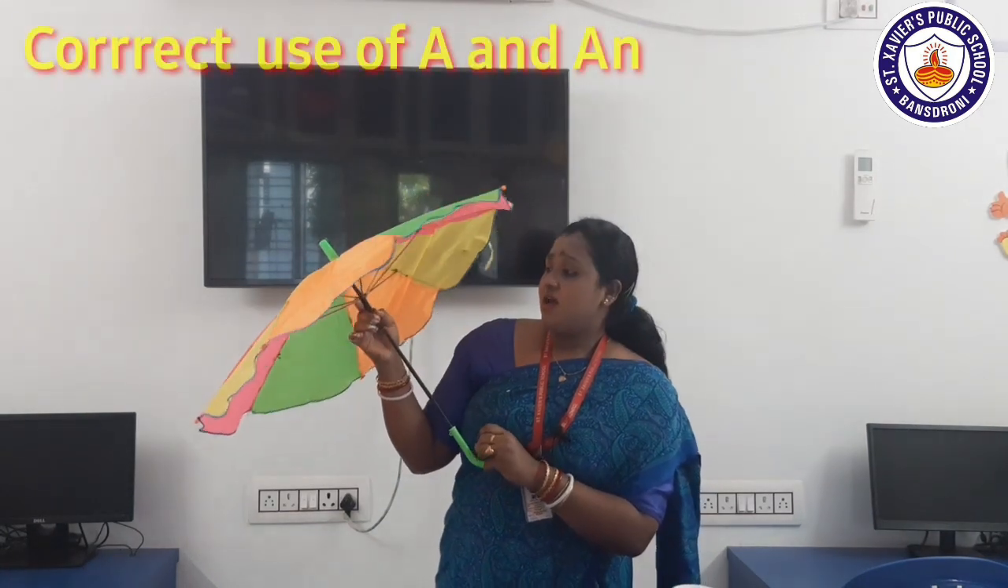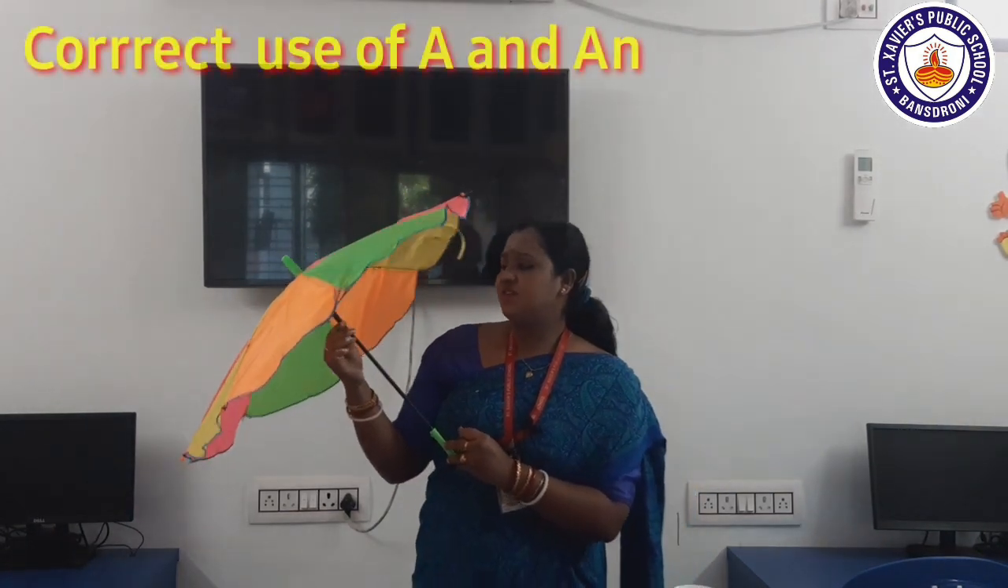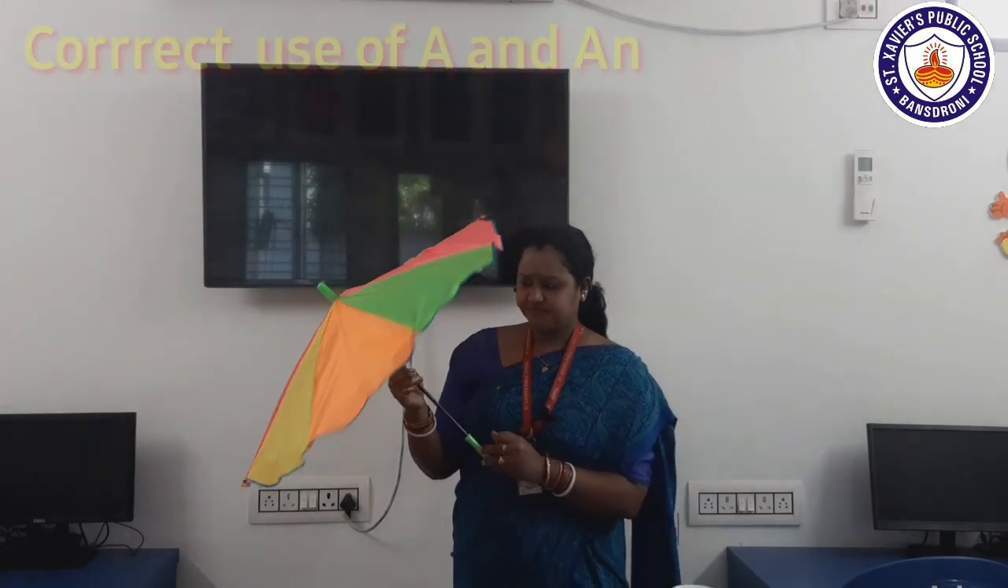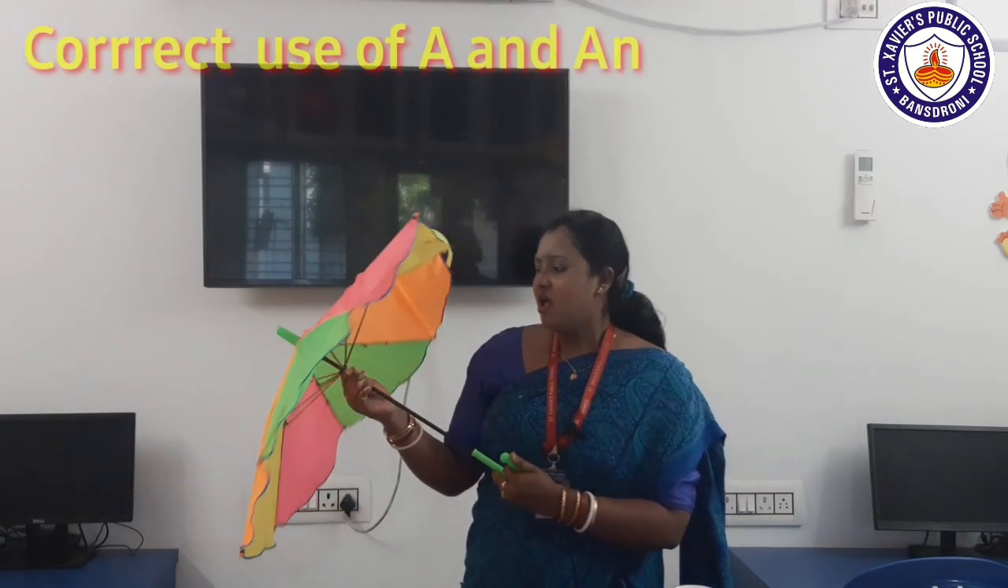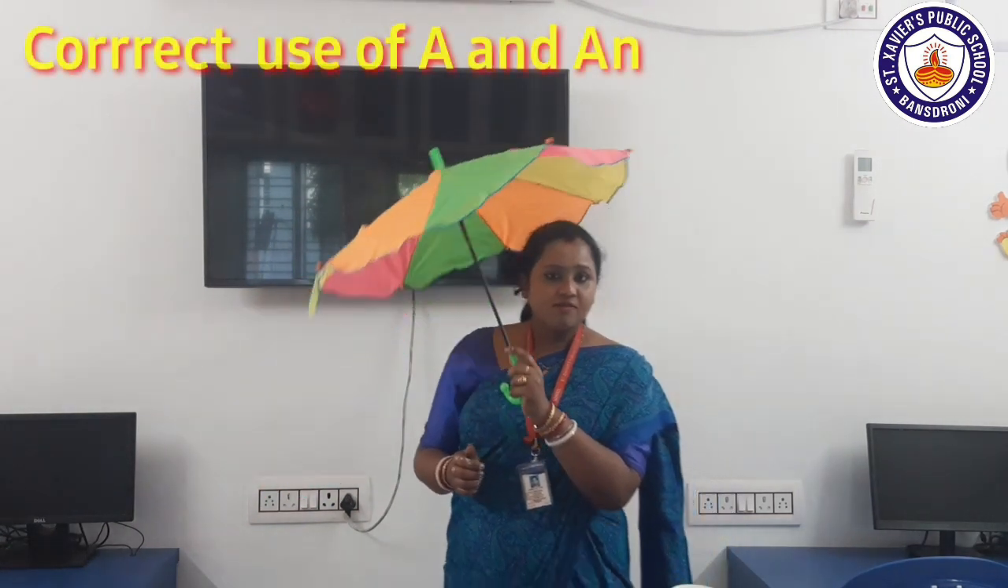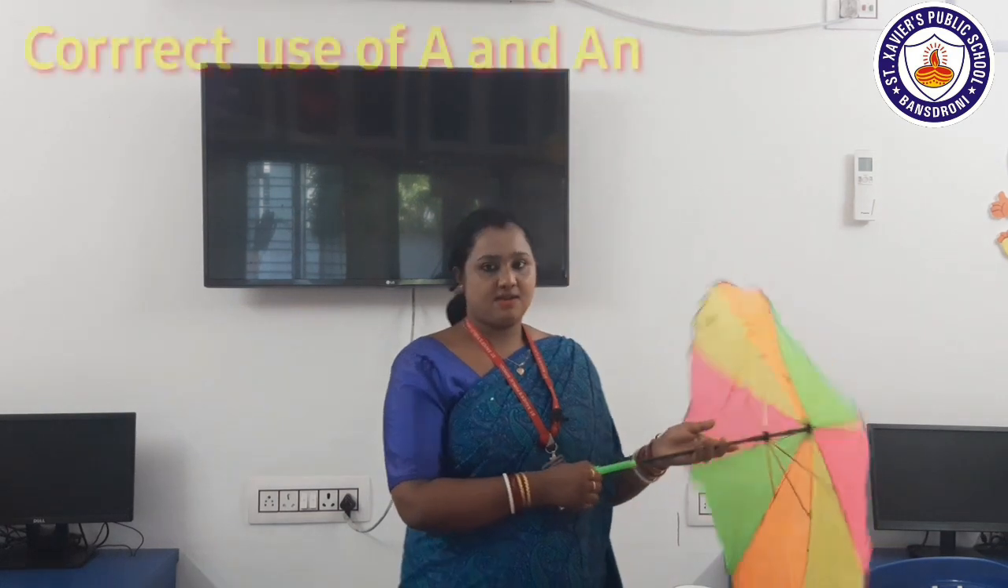So there are many other words with U. You know, this is an uniform, this is an umbrella, this is an urn. So different words starting with letter U will always start with an. This is an umbrella. Okay children?